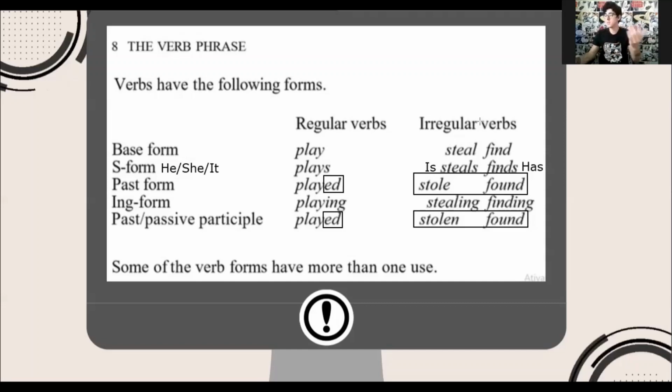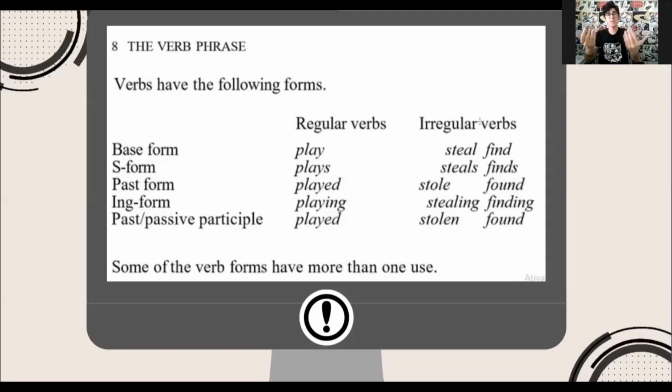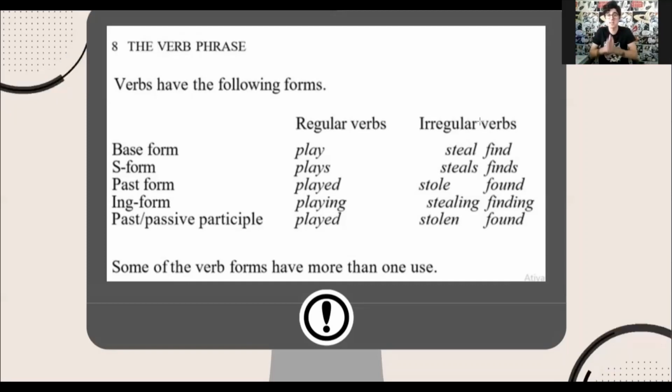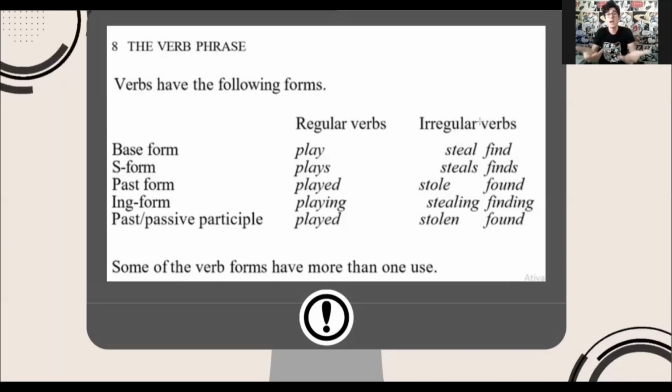But continuing on this one, I told you that a specific verb form is inside of a verb tense. So for each verb tense, I'm going to have a specific verb form.